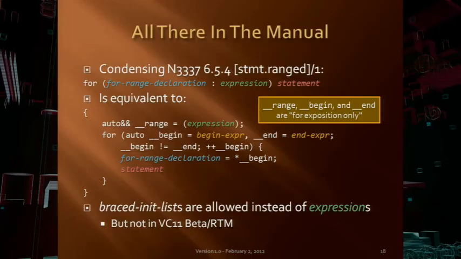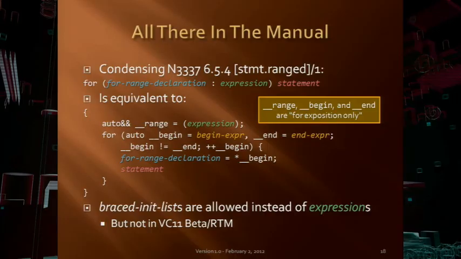Oh, and by the way, these double underscore variables, they are for exposition only because the standard has to give names to these things. They don't really exist. The double underscore means it's totally internal. So don't attempt to refer to them. In diagnostics, they're actually like $1.